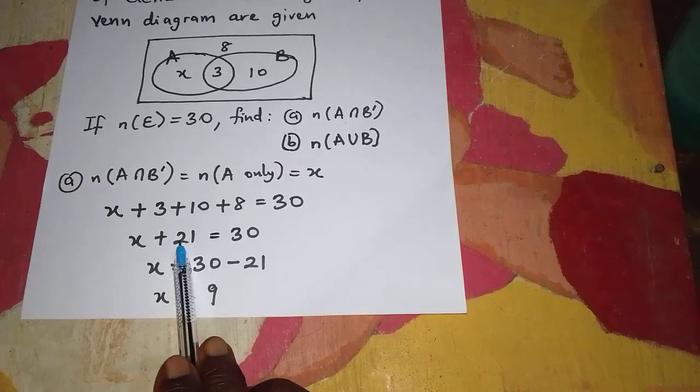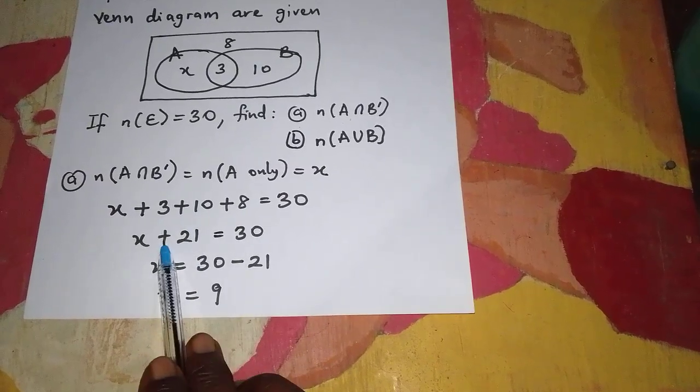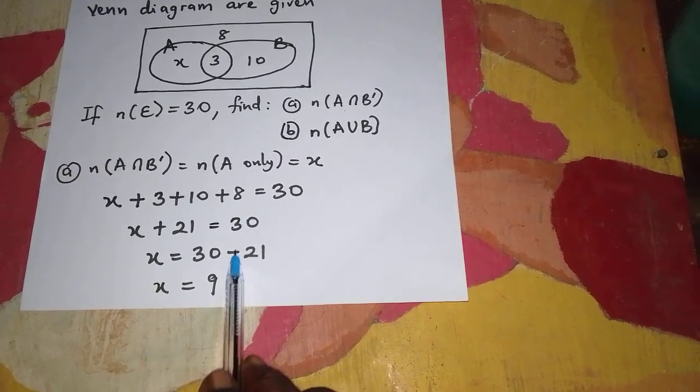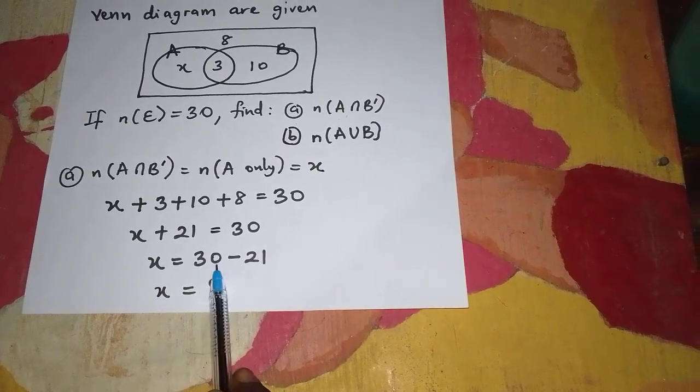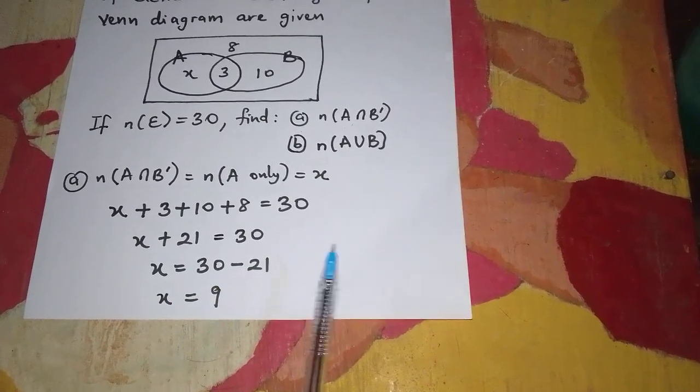X will now be, you now bring this 21 to this side. If it is plus here, when it gets there, it will now be minus 21. X will now be equal to 30 minus 21, which will give us 9.